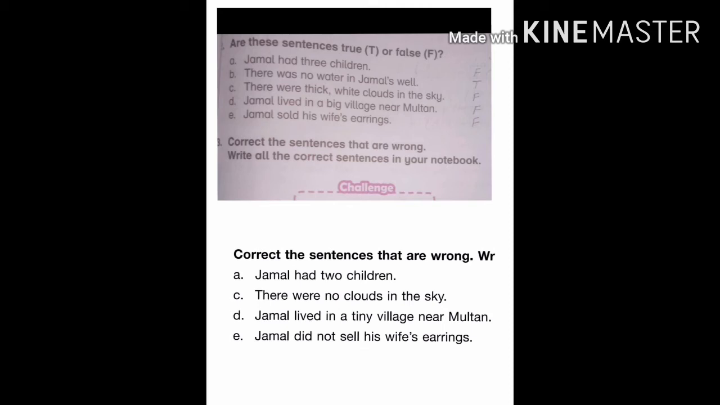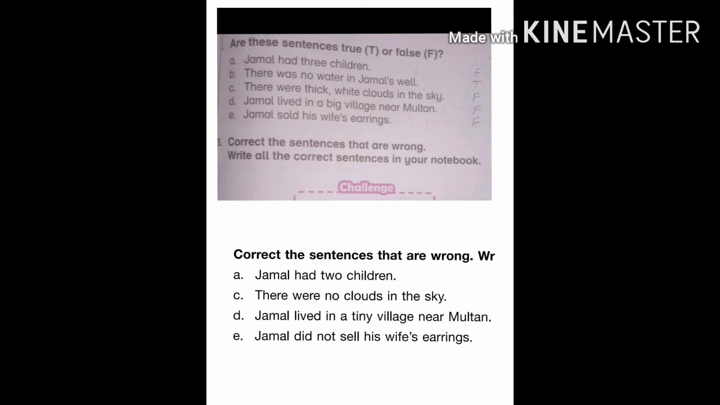Number 3, correct the sentences that are wrong. Write all the correct sentences in your notebook. So you have to correct the sentences that are wrong and then write these sentences in your notebook. And do you know which sentences are incorrect? Yes, A, C, D and E. These 4 sentences are incorrect. And the correct sentences are A, Jamal had 2 children.